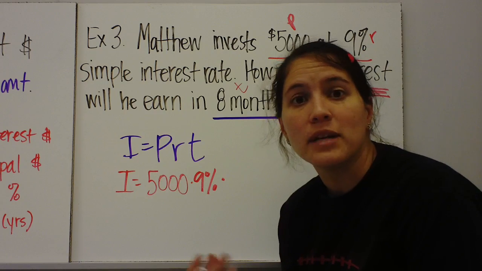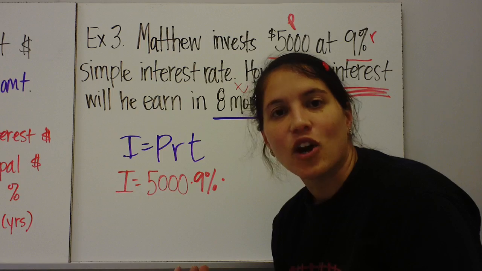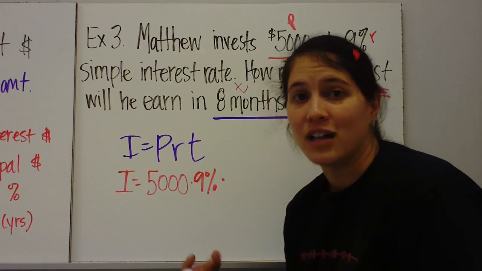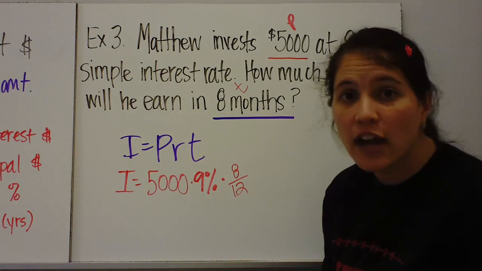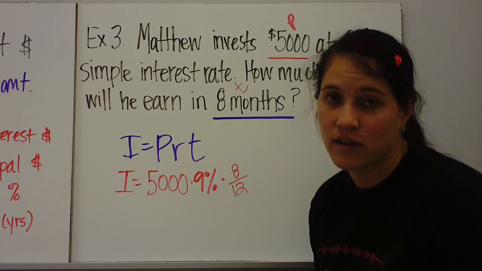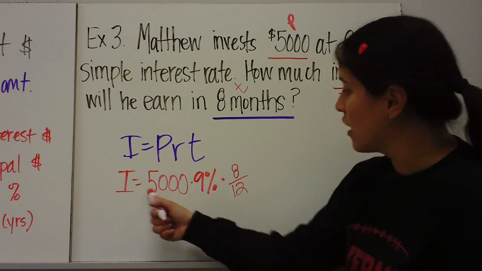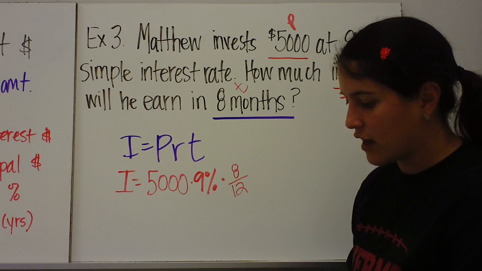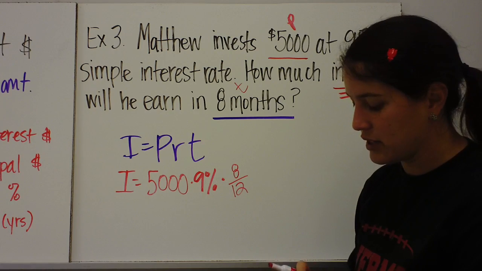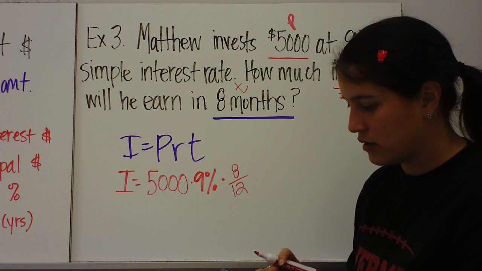It's very simple. How many months are in a year? Everybody should say 12. There are 12 months in a year, so 8 months would be 8 out of 12. It's okay, you can type in a fraction, 8/12. And because you have your calculator, we don't have to worry about simplifying, we just type in 8/12. So you plug that in, 5,000 times 9%, don't forget your percent sign, and 8/12.